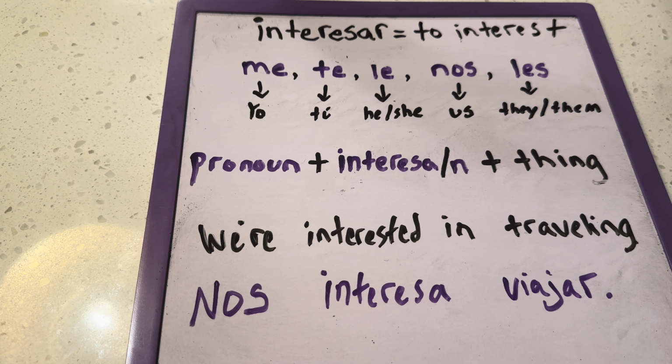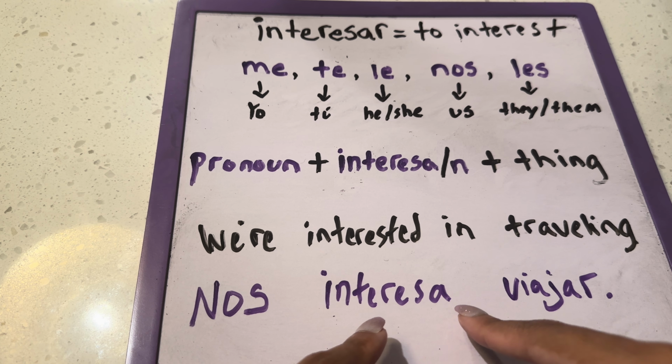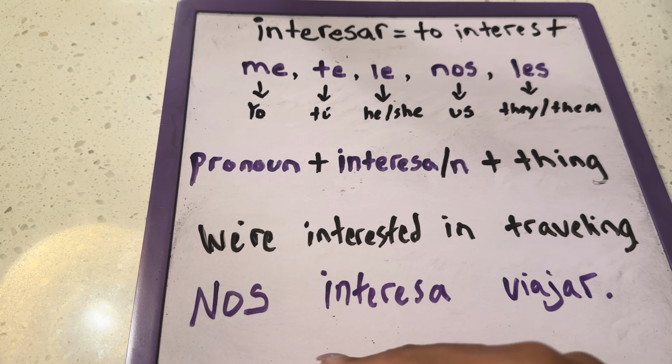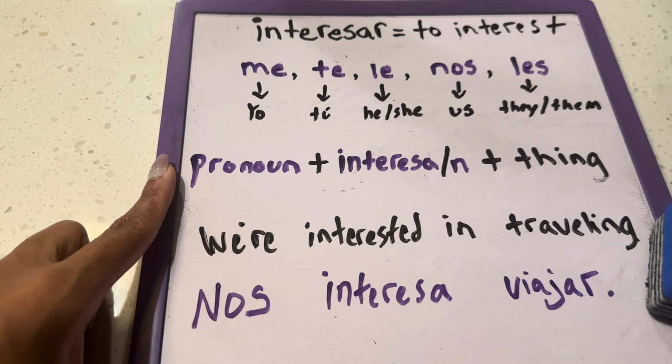See? And so even though nos is we, more than one person, that doesn't mean it's going to be interesan, because it's not based off of the people talking. It is based on the subject. And viajar is a singular subject.